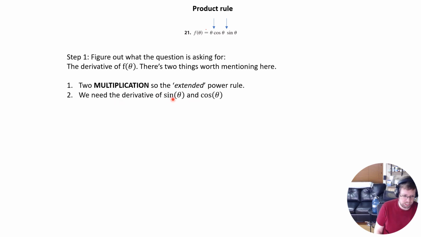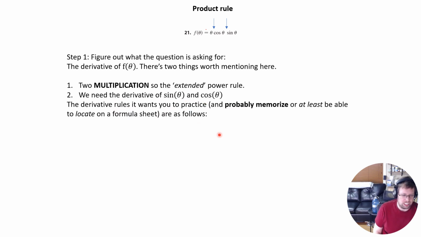So we need to know the derivative of sine and cos to begin with. You should be able to locate it on a formula sheet hopefully, or at the start of the chapter. Ideally you want to memorize these. The derivative of sine theta is just cos theta, and the derivative of cos theta is negative sine theta. And finally, the derivative of theta, well, it's just a variable. If you think about the derivative of x equals 1, the derivative of theta, because it's a variable, is just going to be equal to 1.